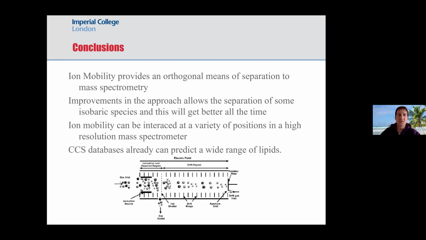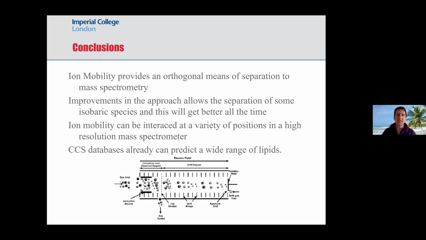So I've got my conclusion slide now. Hopefully what I've shown you is that ion mobility provides an orthogonal means of separation to mass spectrometry. And it's relatively straightforward in terms of interfacing ion mobility with mass spectrometry. I think the improvements in the approach will allow the separation of some isobaric species, and that's going to get better with time. So effectively, we're going through a period where we're going up by at least a factor of 10 for some of the ion mobility designs. So we're going to get much better separation.